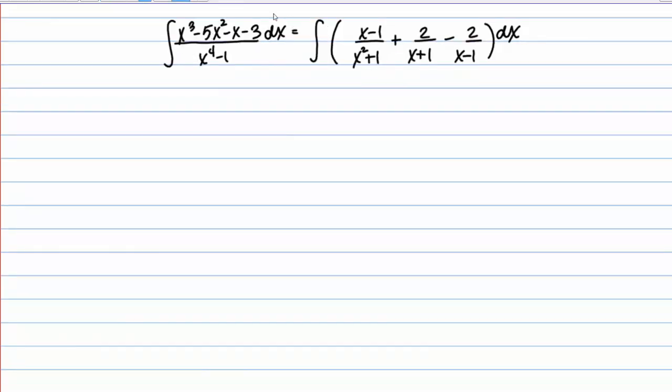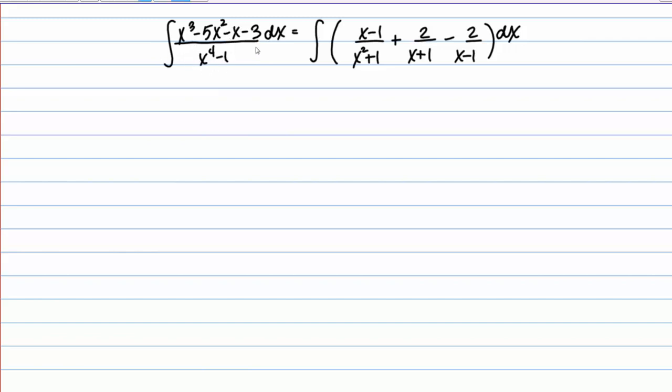So let's say we were presented with the integral shown on the left here. The integral of x cubed minus 5x squared minus x minus 3 all over x to the fourth minus 1. To approach this integral, a method we would probably want to use is partial fraction decomposition. Right now there's really no other way to evaluate this integral.